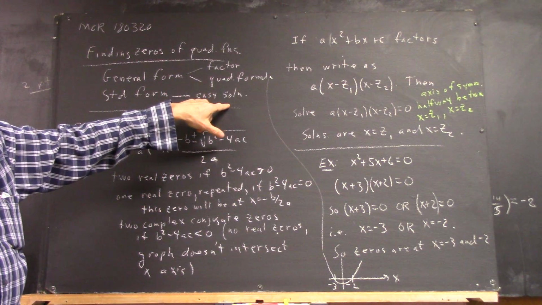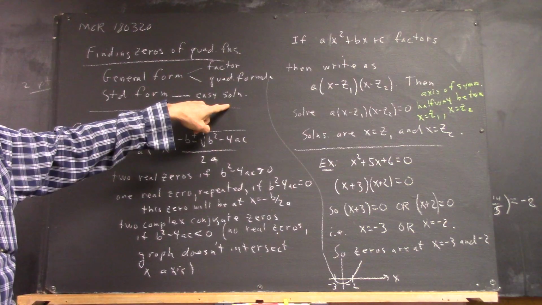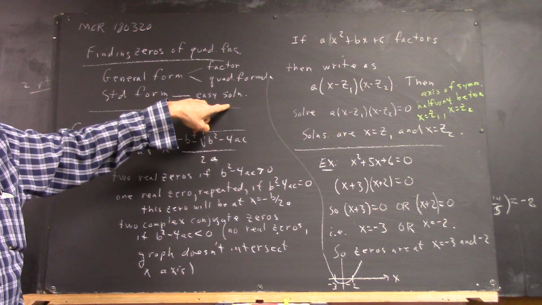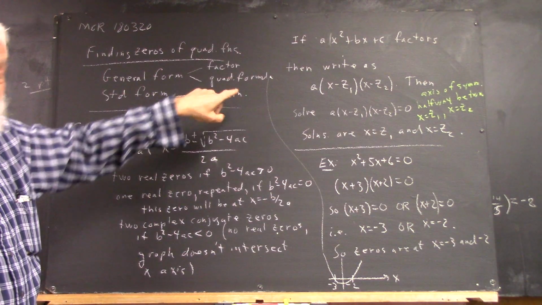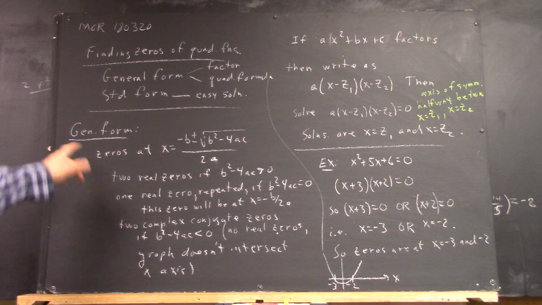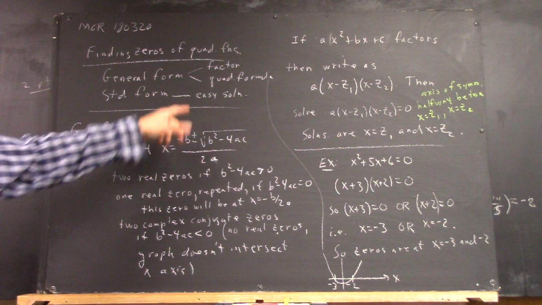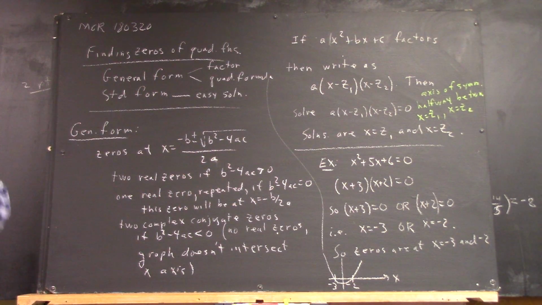Or in the standard form, in which case the solution is really easy. Would you all agree? In standard form, it's easy. Now I'm talking mostly to the MCR because we did this in detail, right? So I'm just going to refer to it. In the general form, your zeros are at the points indicated by the quadratic formula, right?